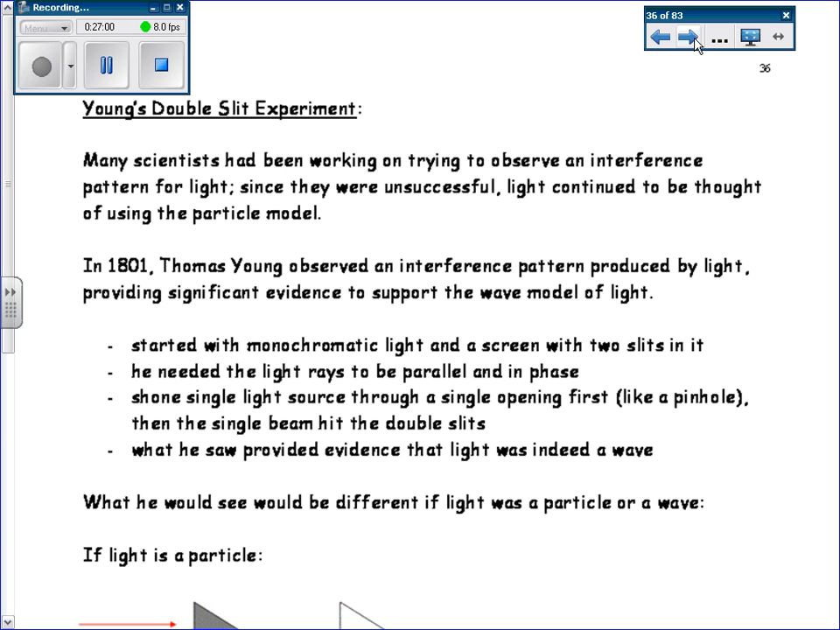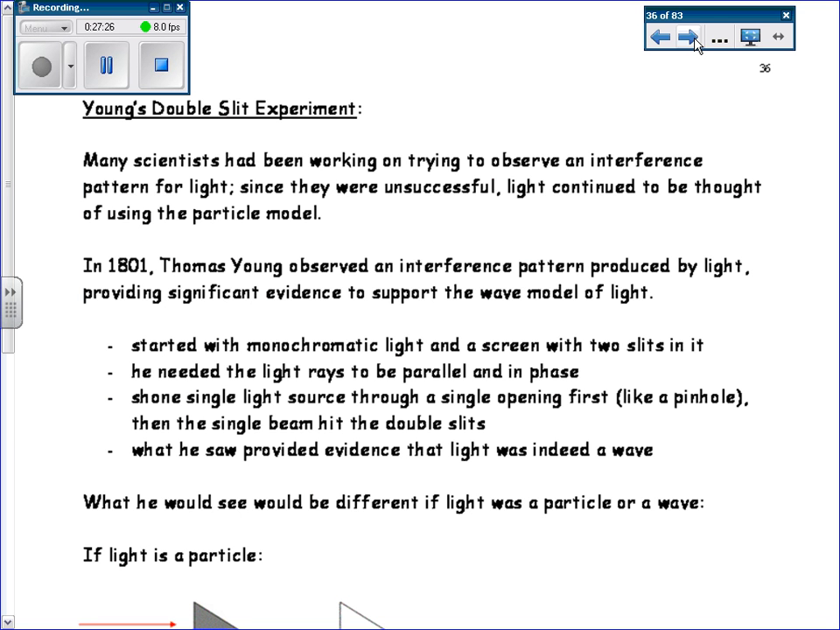They were just using sunlight, or it wouldn't have been light bulbs, but it might have been two candles with flames. And there's no way of getting the light from those candles to be in phase. So Thomas Young started with monochromatic light, which is light of a single color, and a screen with two slits in it. He needed the light rays to be parallel and in phase, which is what I just described.